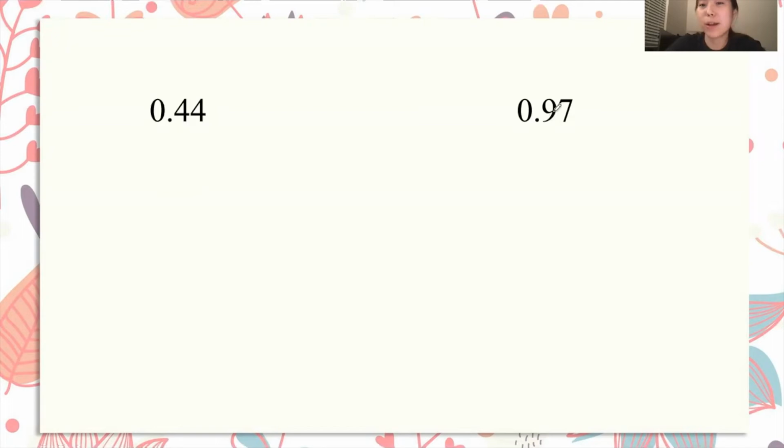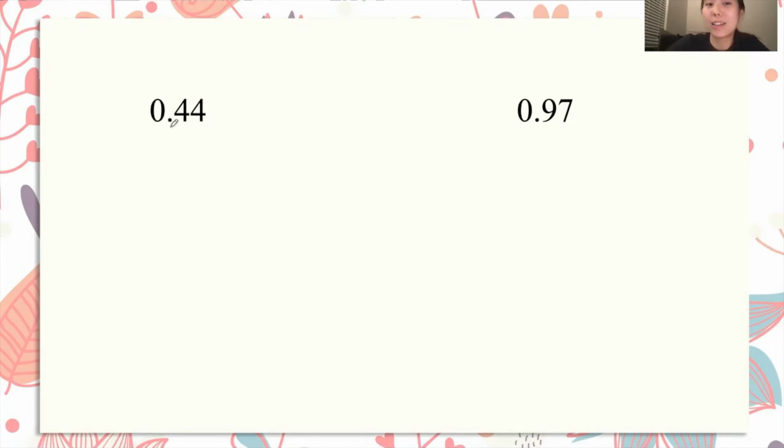0.44 and 0.97. So the first one, when we see here, we have 2 decimal numbers. When we compare them directly, it probably will be hard. But it is okay if we can use a visual model to help. That will be easier.